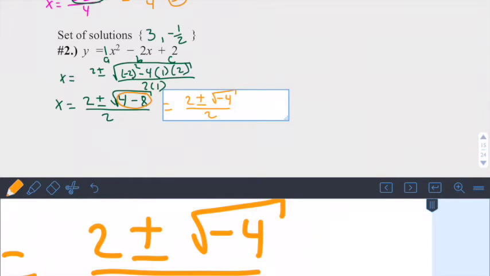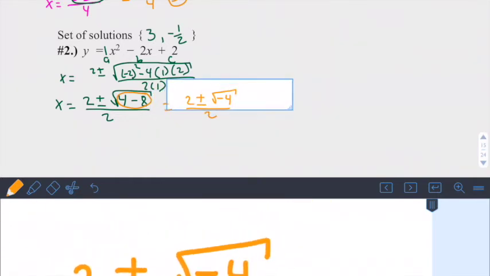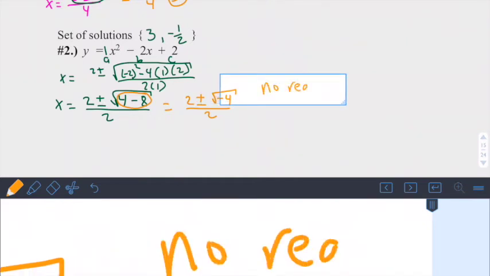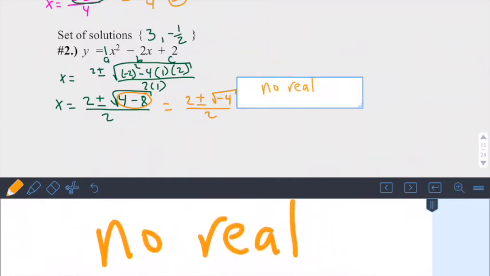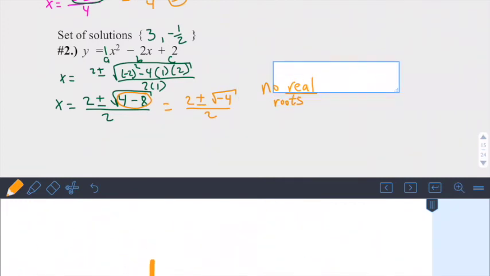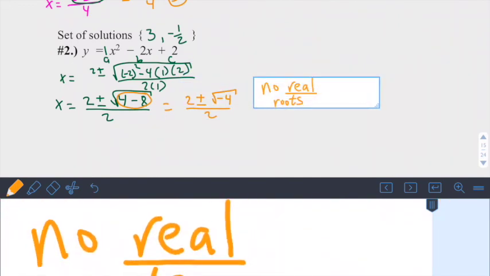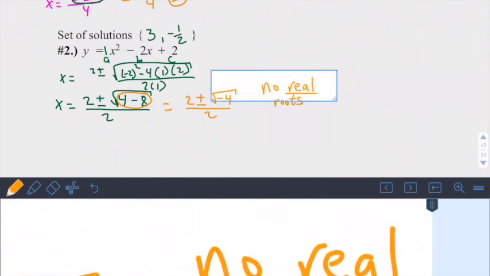Well, I have to stop here. I don't know how to take the square root of a negative yet. So there are no real roots, solutions, whatever. I'm going to say no real roots. Okay? In the next chapter, we're going to teach you how to deal with complex numbers or imaginary numbers. Okay? There is a solution, but there's no real solution with real numbers.